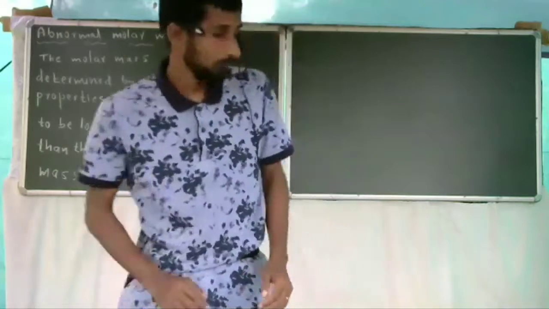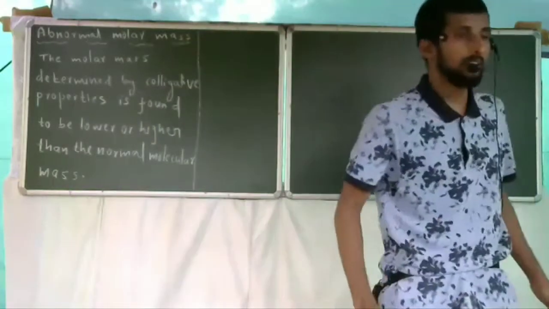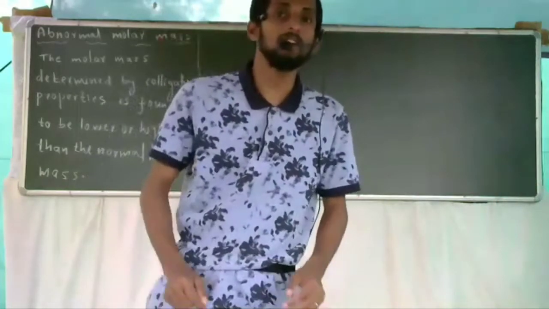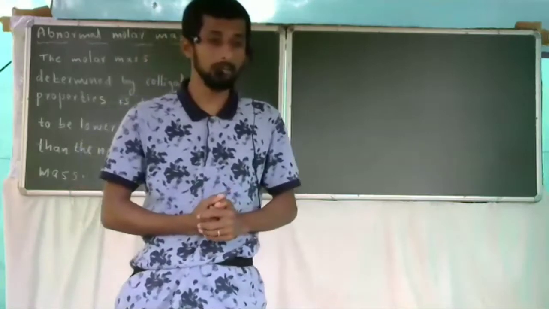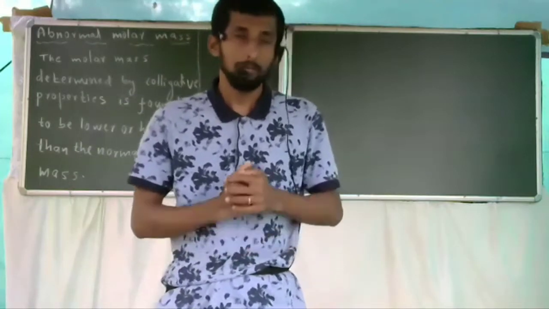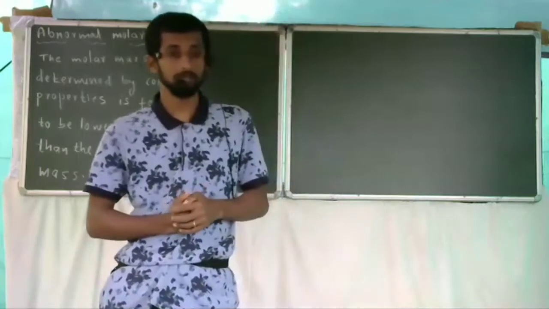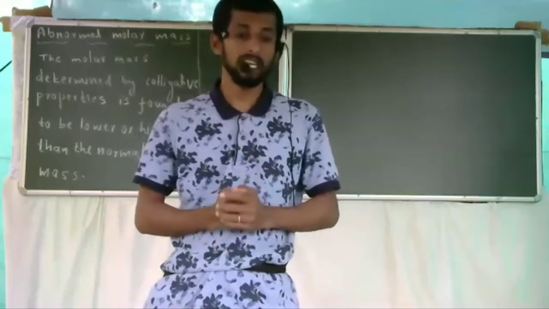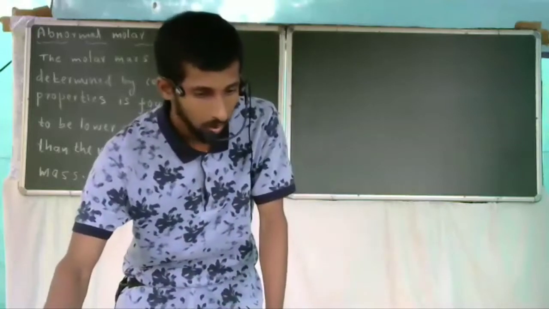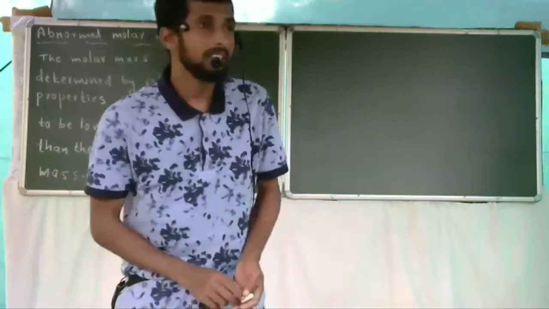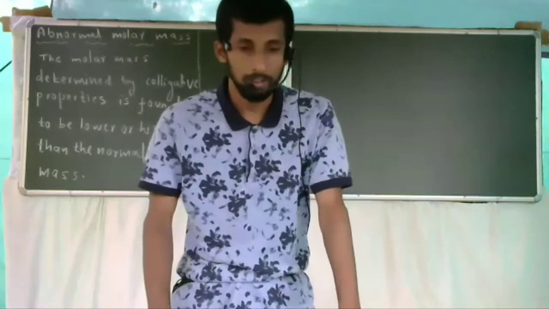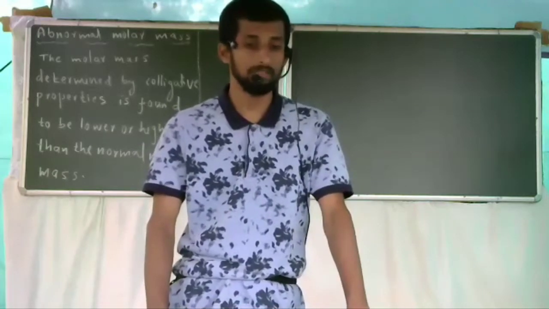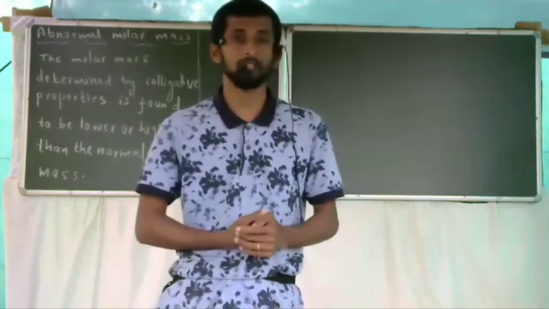Okay, abnormal molar mass. Till now we discussed one point, right? Using colligative properties, we can calculate the molar mass of a non-volatile solute, right? By taking a fixed amount of non-volatile solute and adding it to a given amount of known solvent, we can calculate the molar mass of the non-volatile solute, either by using relative lowering of vapor pressure, or elevation in boiling point, or depression in freezing point, or we can use osmotic pressure.